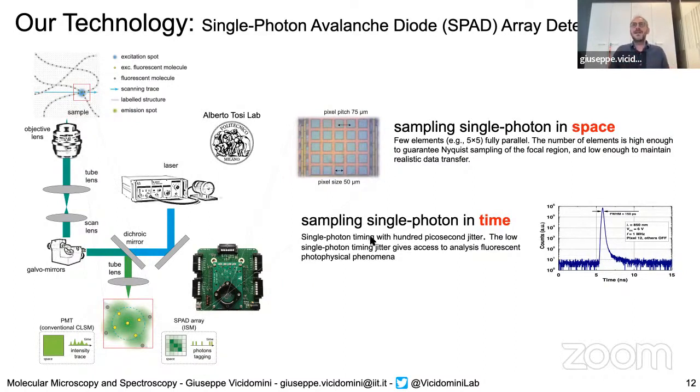So since it's a SPAD, I can get access also to the temporal information, because every time a photon reaches one of these elements, a digital signal is fired, and this digital signal has a precision of a few hundred picoseconds, for some versions even below 100 picoseconds. So for the first time, I have a detector that is able to sample photons both in space, because I know where the photon arrives in my image plane, and in time, because I know exactly when the photon arrives with respect to a reference signal with a precision of 100 picoseconds.